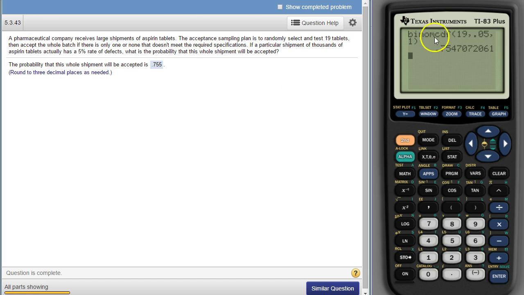So CDF will start at 0 and add until you tell it to stop, basically. And PDF will only find one at a time, and then you have to add them. So in a problem like this, where we're having to add up multiple probabilities, it's actually easier to use CDF.